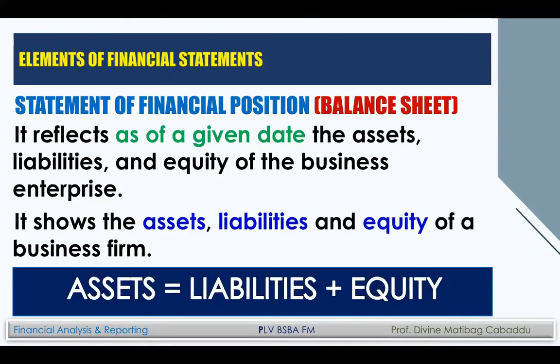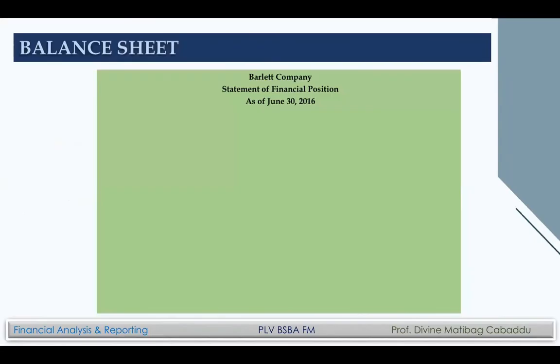So the formula is assets is equal to liabilities plus equity. And your assets should always be equal to your liabilities and equity. So if your assets is 1 million pesos, okay, so the combination of your liabilities and equity would also be 1 million pesos. Kaya nga sila balance, di ba? Balance sheet. All right, so this is an example of a balance sheet, Bartlett Company.